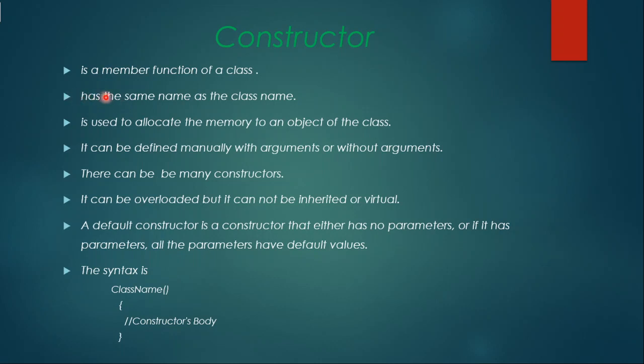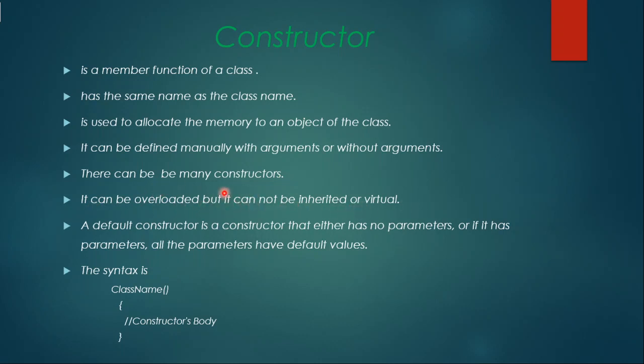So it has the same name as the class name, and this constructor helps to allocate the memory to an object of the class. Once we create a class and instantiate the object, the memory is automatically allocated for all the data. It can be defined manually with arguments or without arguments. That means a constructor can be a default constructor or a parameterized constructor, and there can be many constructors for a class, of many different types. It can be overloaded but it cannot be inherited or virtual.